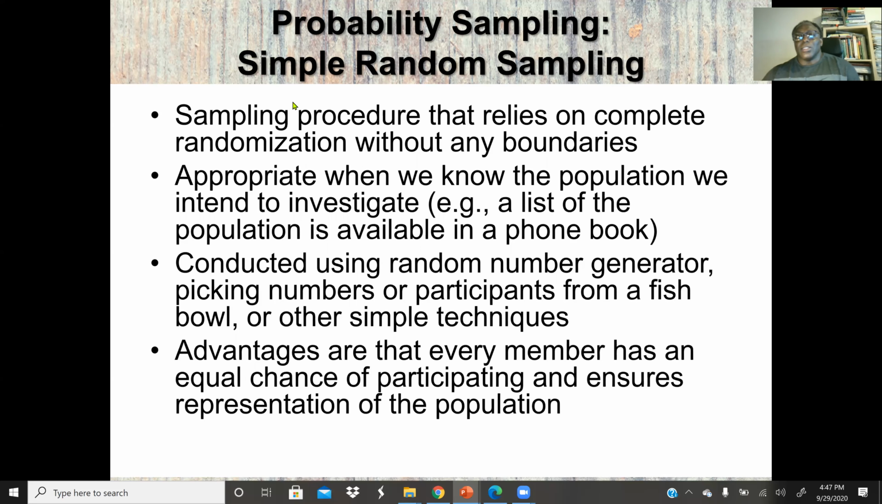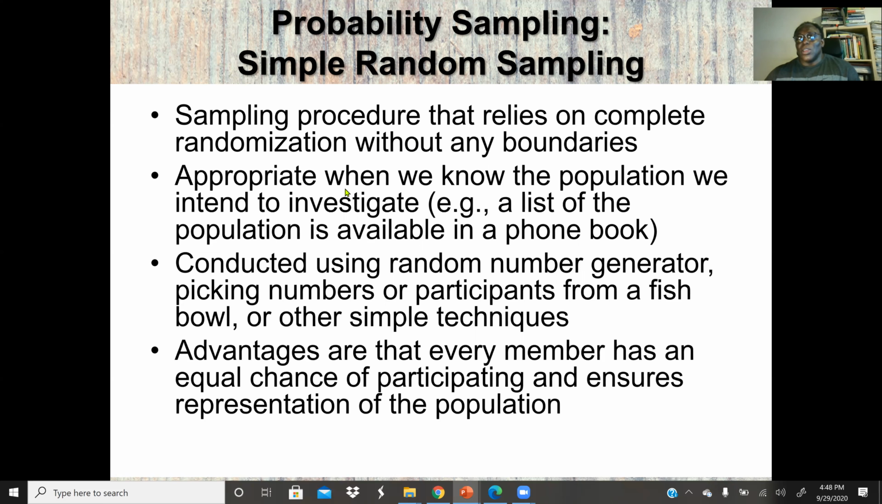So first, again, simple random sampling. Here we say it is a sampling procedure that relies on complete randomization without any boundaries. What we mean is that we have one big population, and all the population have an equal chance of being selected. So we are not going to divide the population into 2 or more based on any category. It's one population. That's why we said it's a sampling procedure that relies on complete randomization without any boundary.